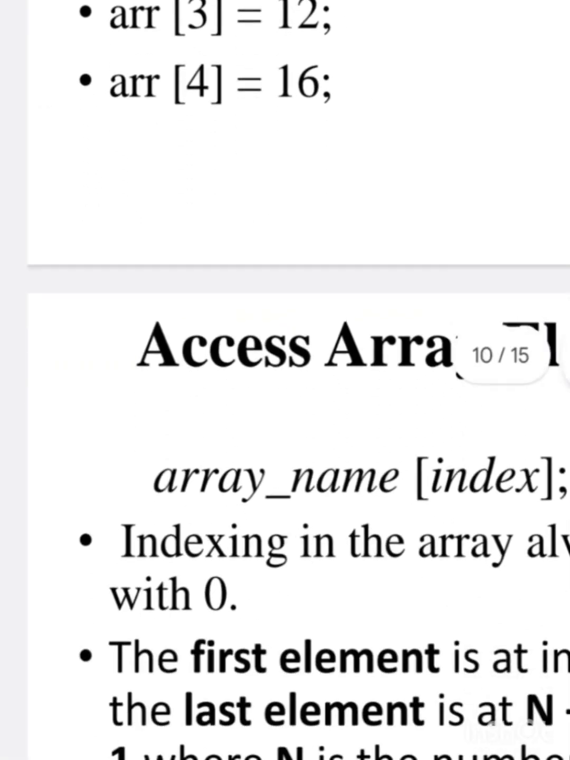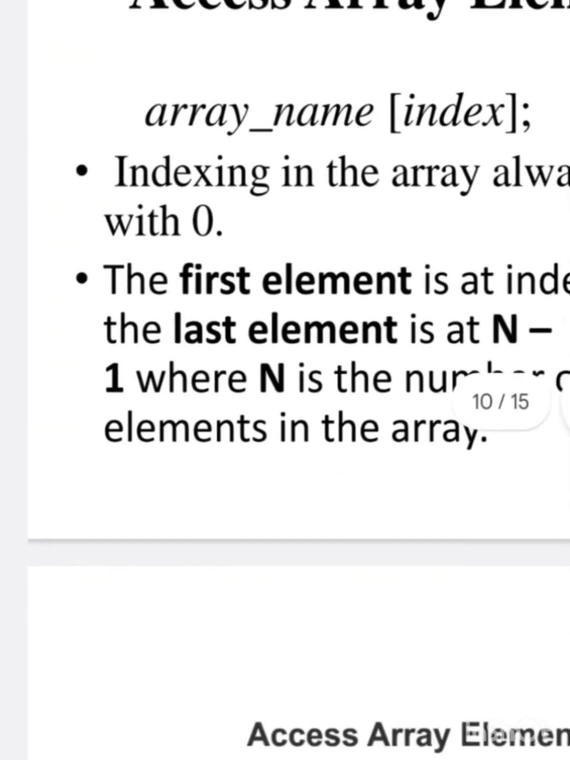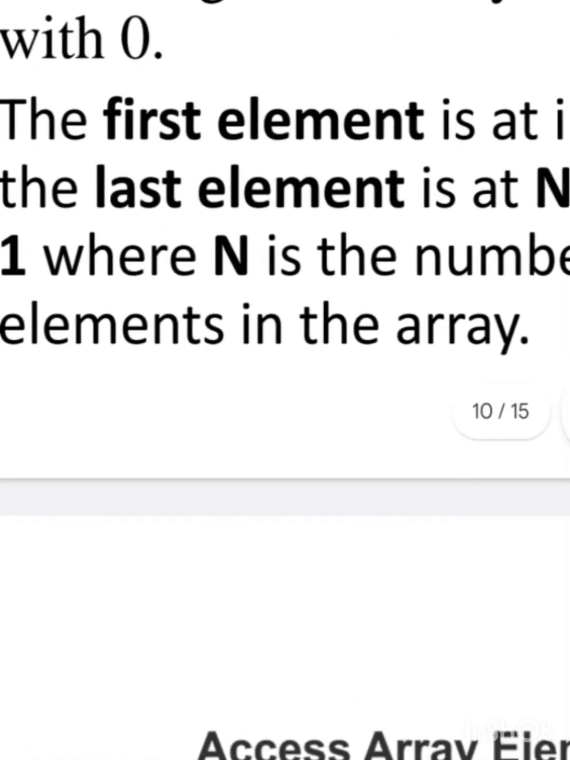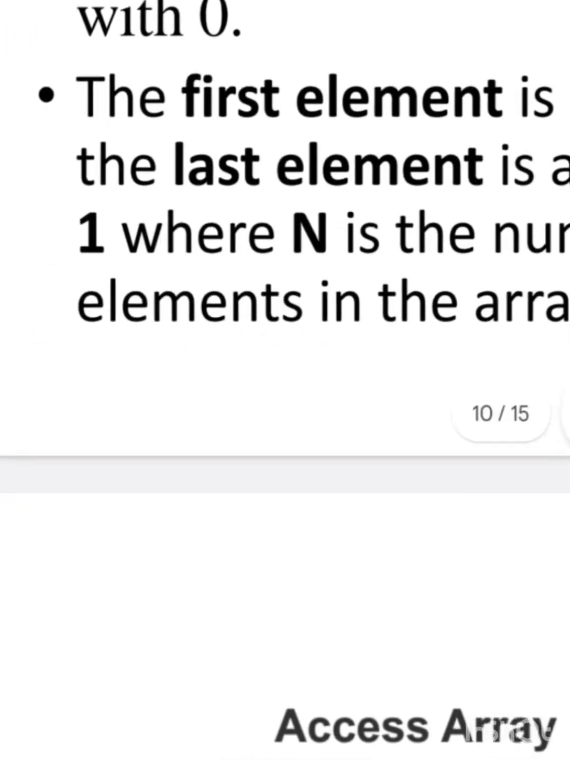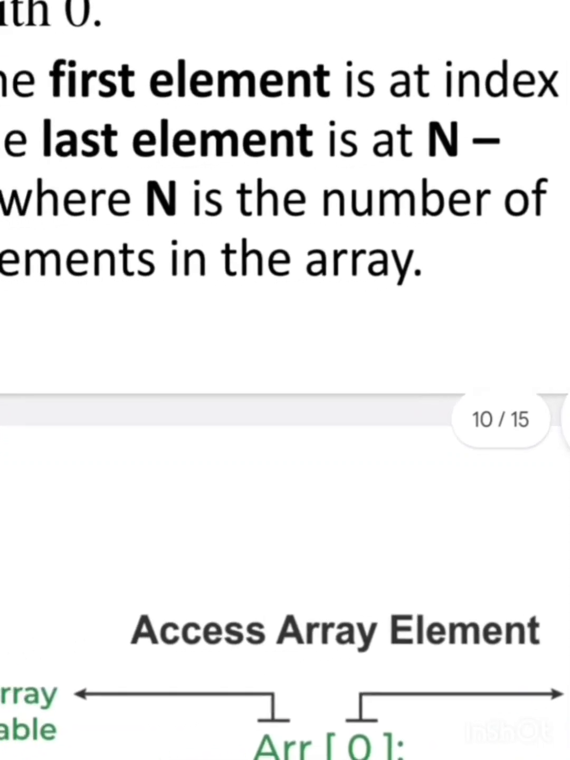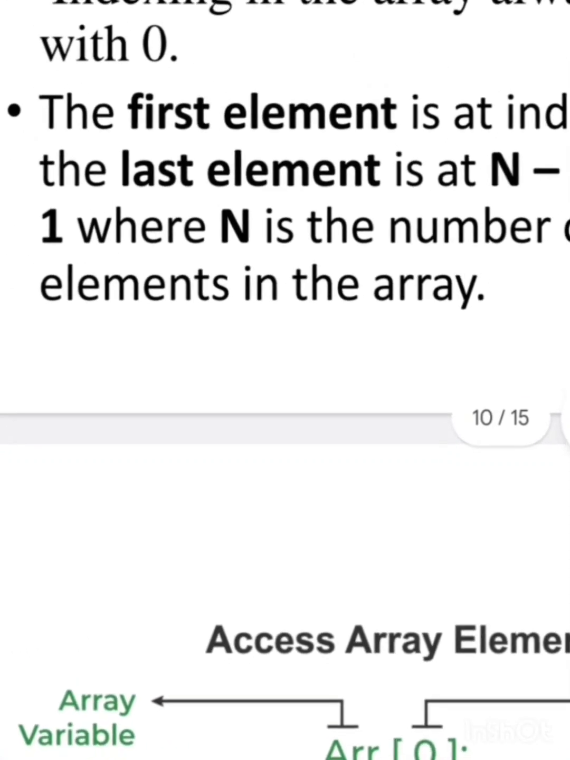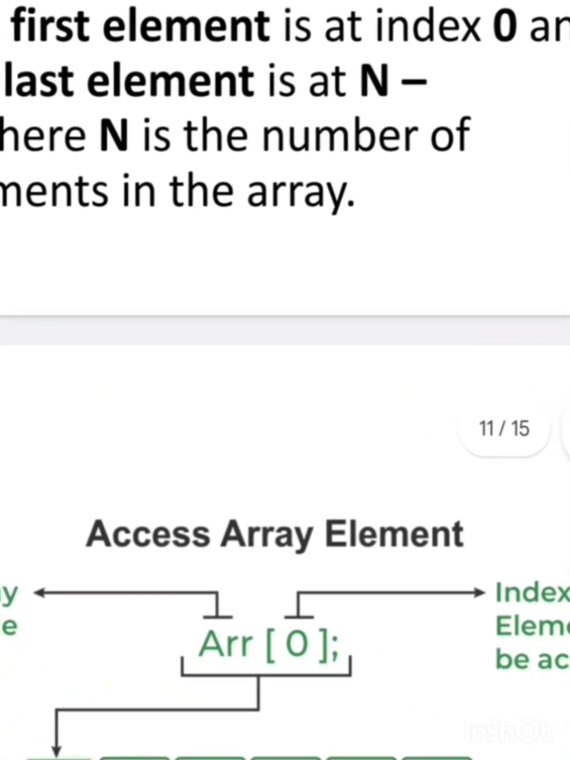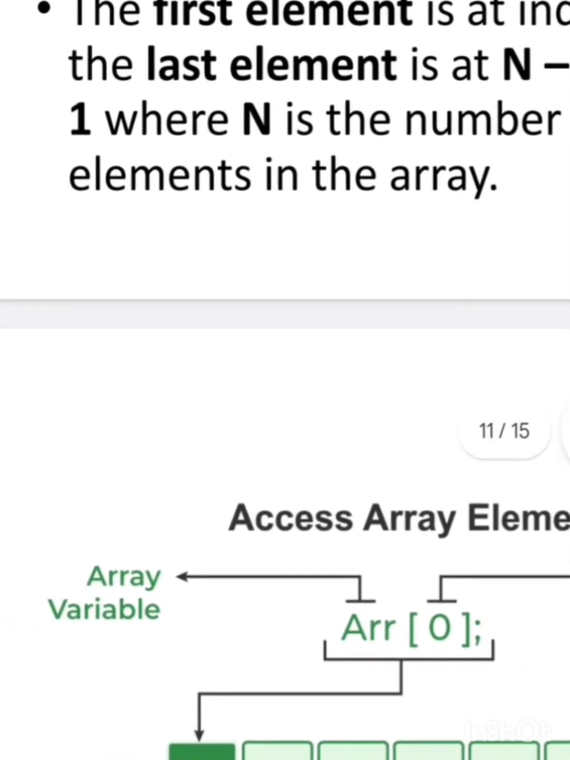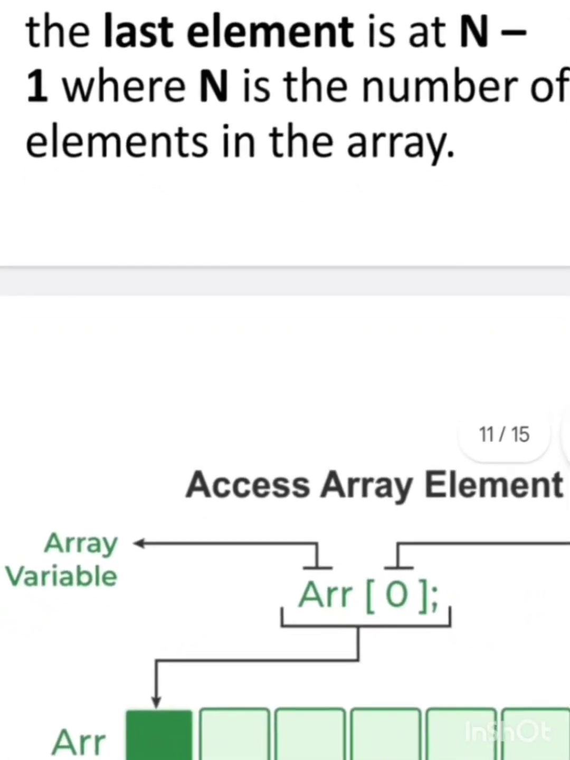How will we access an array element? Accessing an array element can be done with the help of the array name, and inside the square brackets we need to mention the index. Index is nothing but the position. So indexing in the array always starts with 0. The first element is at index 0 and the last element is at n minus 1. We all know n is nothing but the number of elements in the array.